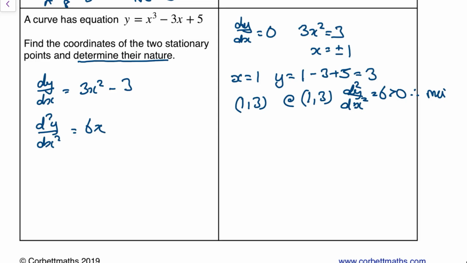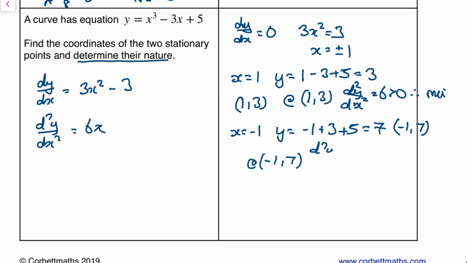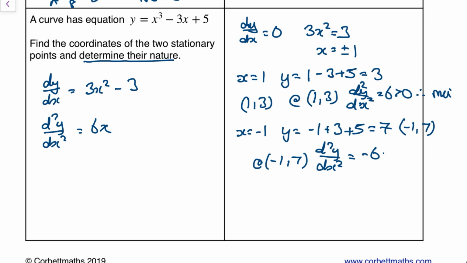Fine, got there. Then at the point x equals minus 1, y equals minus 1 cubed, which is minus 1, minus 3 times minus 1 is plus 3, plus 5, so 8 minus 1 is 7, which means my other point is minus 1, 7. Now I already know that's going to be a maximum, but let's show it anyway because I'm determining their nature. At minus 1, 7, d2y/dx squared equals 6 times minus 1, which is minus 6, and that is less than 0, so therefore maximum.